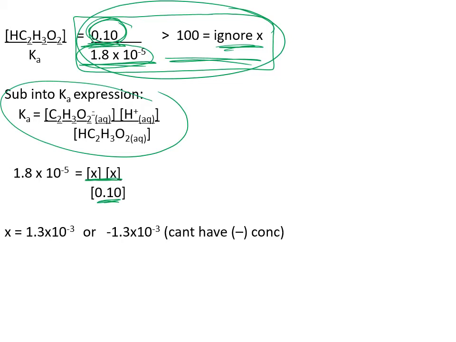And so I end up with an X value of about 1.3 times 10 to the negative 3, as well as a negative 1.3 times 10 to the negative 3. I know that I can't use the negative value because I can't have a negative concentration, and in this case X represents a concentration, so it has to be positive. I can then take this, because this represents the concentration of my hydrogen ions that I saw in my ICE table. So if I take the negative log of that, I've got the pH.